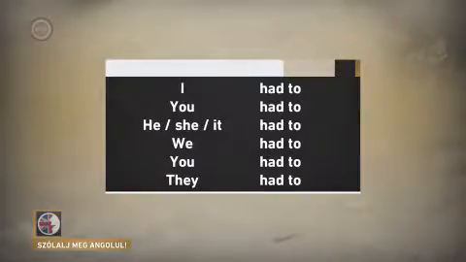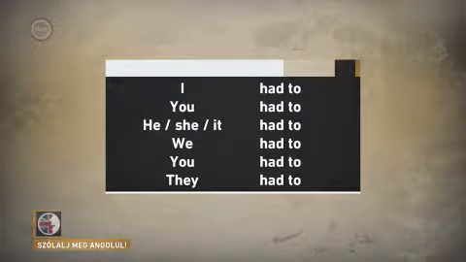And it's even simpler because when we put have to into the past, when we change it from have to to had to, we know that we don't have to conjugate anything else. For all the subjects we use had to. We don't have to worry about changing anything from the third person singular, for example. No, it's had to all the way through. I, you, he, she, it, we, you, and they. It's all had to, which makes our lives easier, which is a good thing.